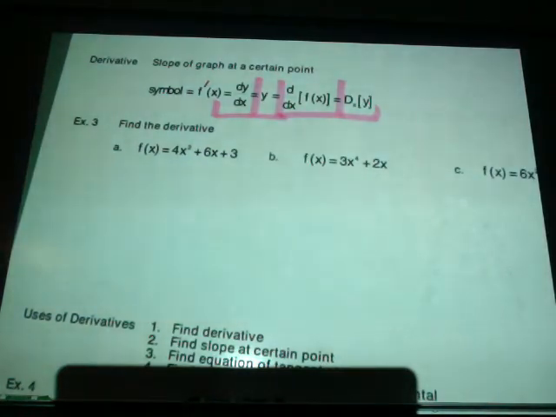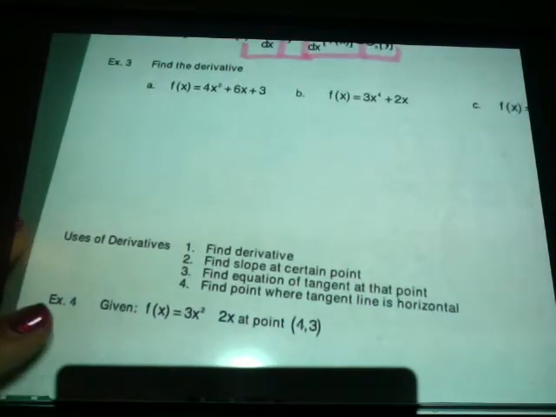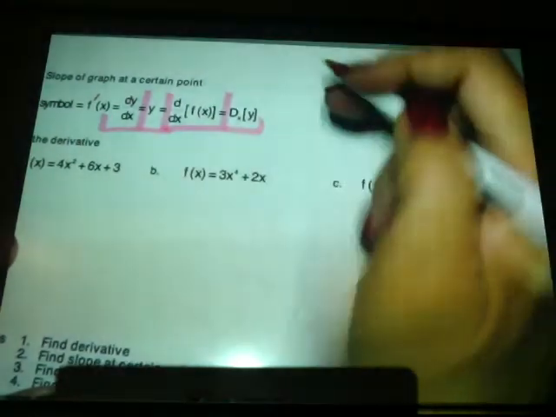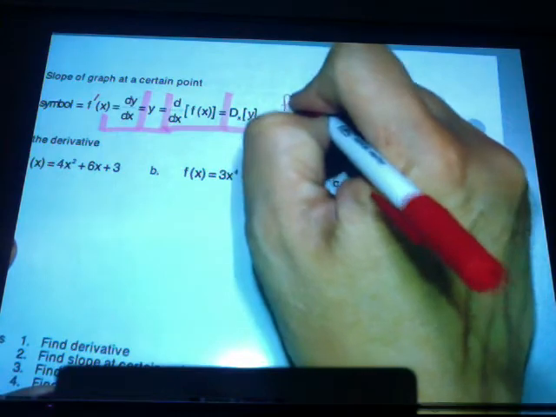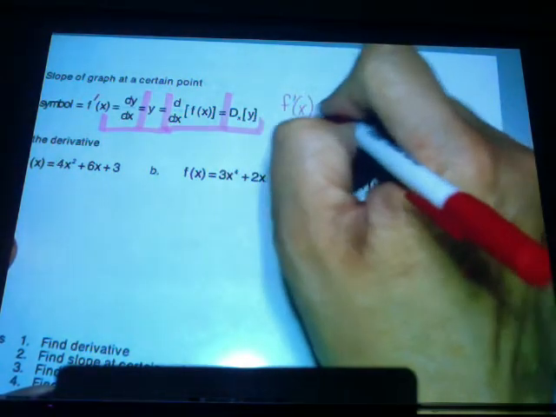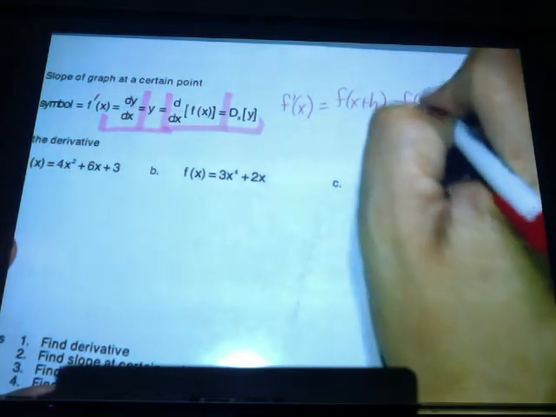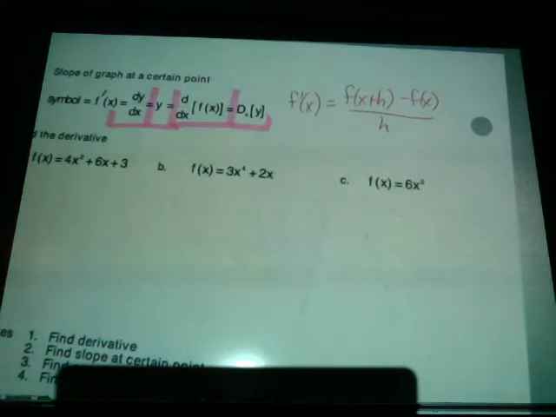So let's find the derivative. You just did it once. All of these just use a difference quotient. So all 3 of them, I want you to go through and find your derivatives. So you're going to be using this right here. So f prime of x is going to be f of x plus h minus f of x all over h, right? So you derive your own formula.